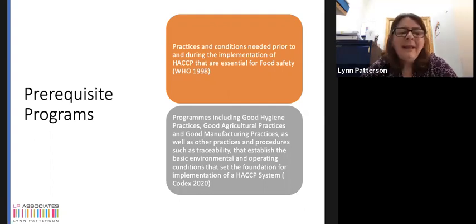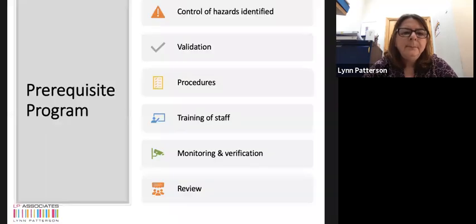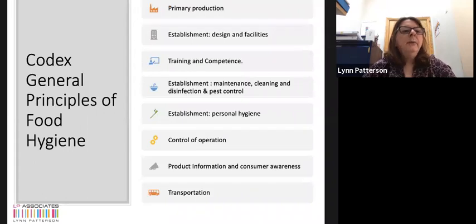Okay, so where do I get this list from? Well, there's a few different sources. First of all, we can have a look at, sorry, I'm just going to go ahead a slide two, the Codex General Principles of Food Hygiene. And they have broken it down into the following 8 categories.